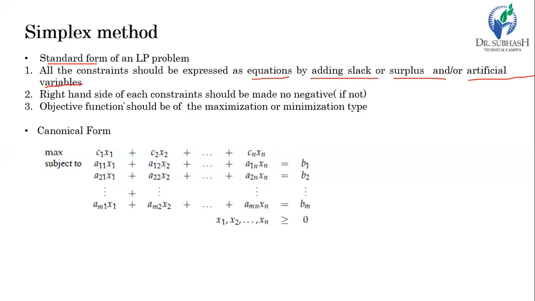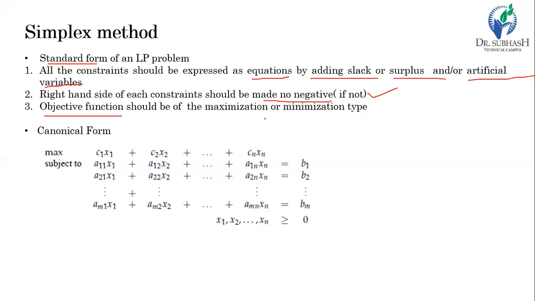Then the right hand side of each constraint should be made non-negative if it is not, so ultimately it is made positive. If it is given as negative, you can do so by multiplying by -1 on both sides. But keep in mind that by doing so, you have to change the sign of the inequality. If it is greater than or equal to, it will convert into less than or equal to, and if it is given as less than or equal to, it will convert into greater than or equal to.